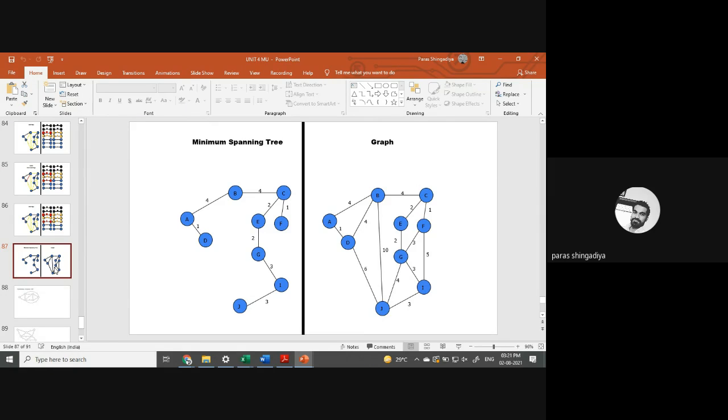Is it clear? And then after that you have to find the total. So just add all these edges, and that total will be the minimum. The total will be the minimum possible weight.